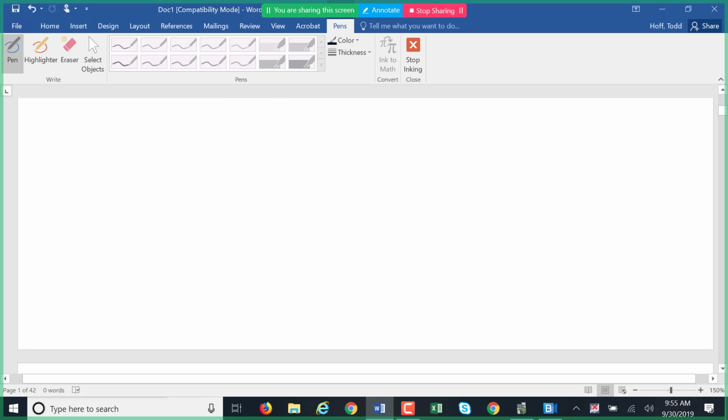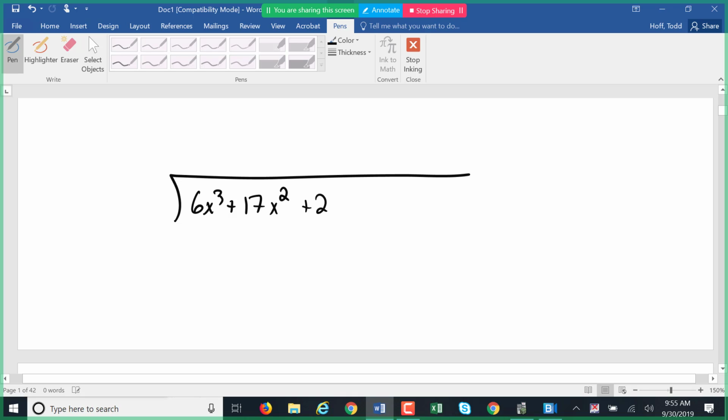Let's look at one that might not be quite so pleasant to factor out. So we're going to do 6x to the third plus 17x squared plus 27x plus 20 divided by 3x plus 4.